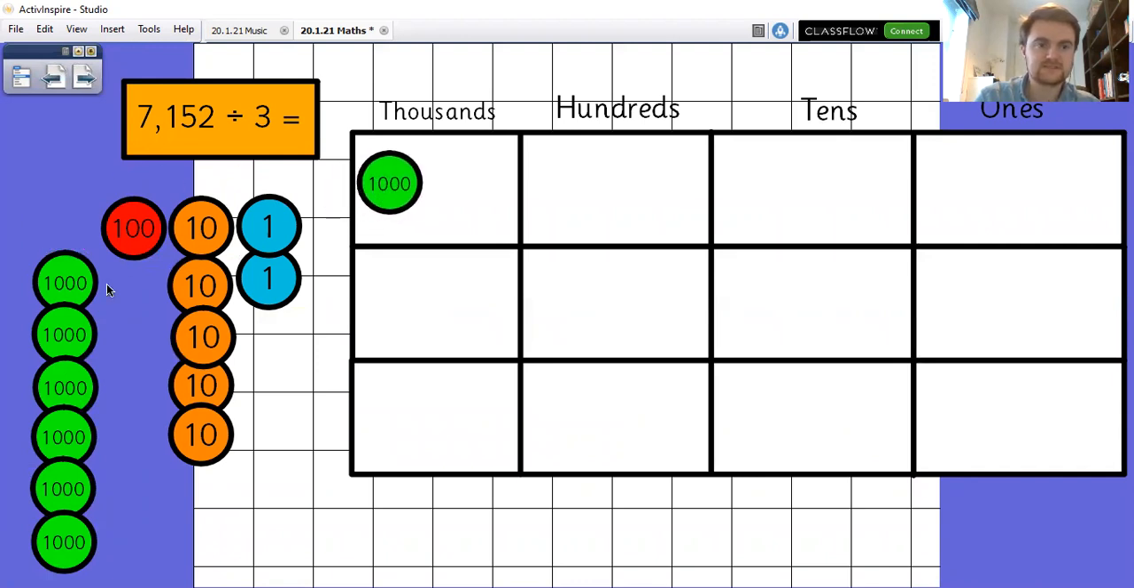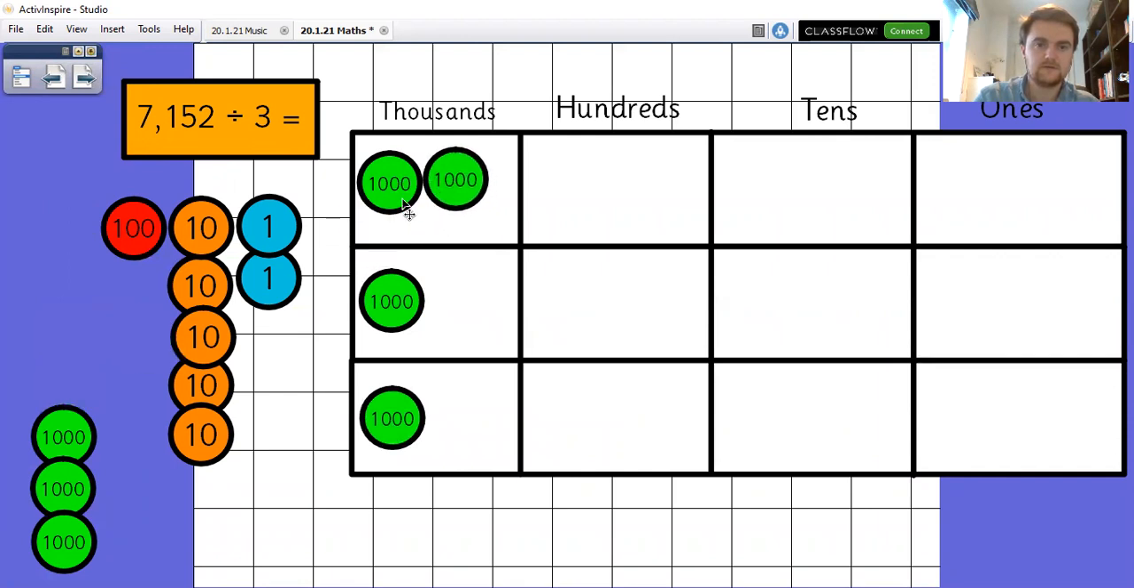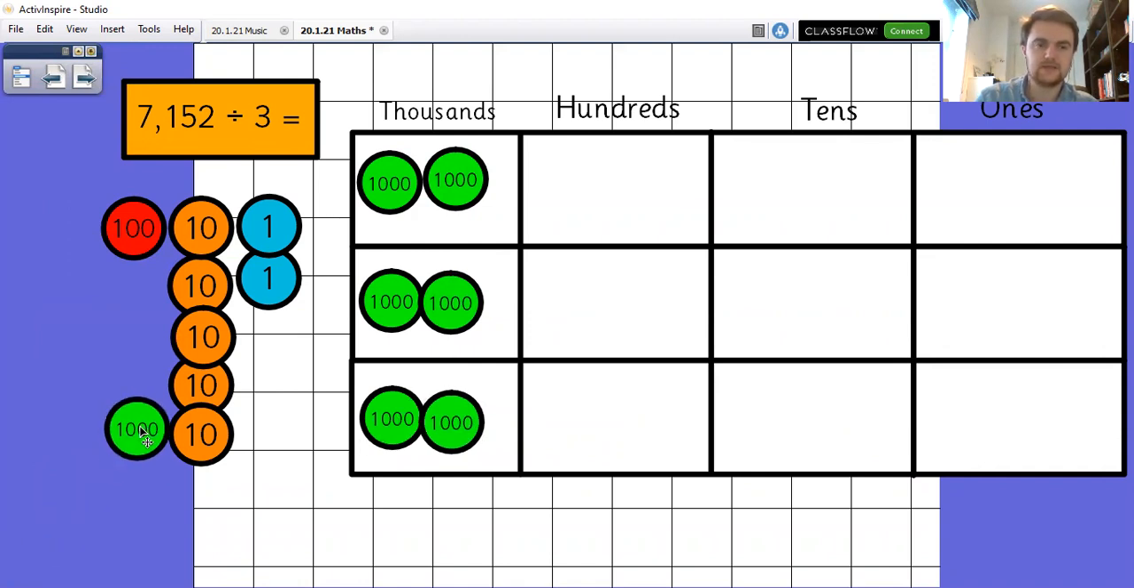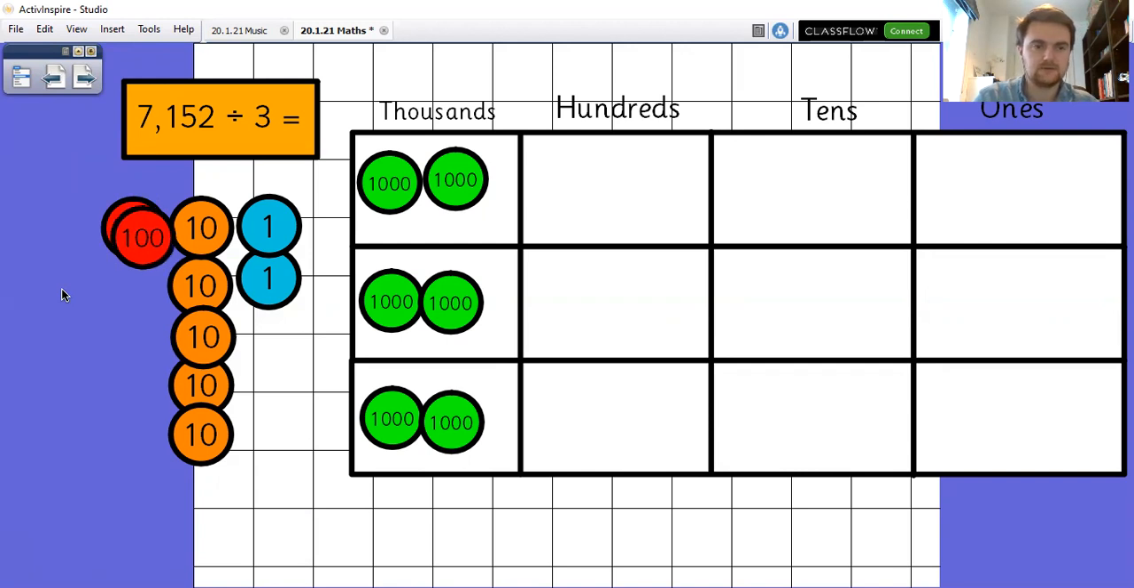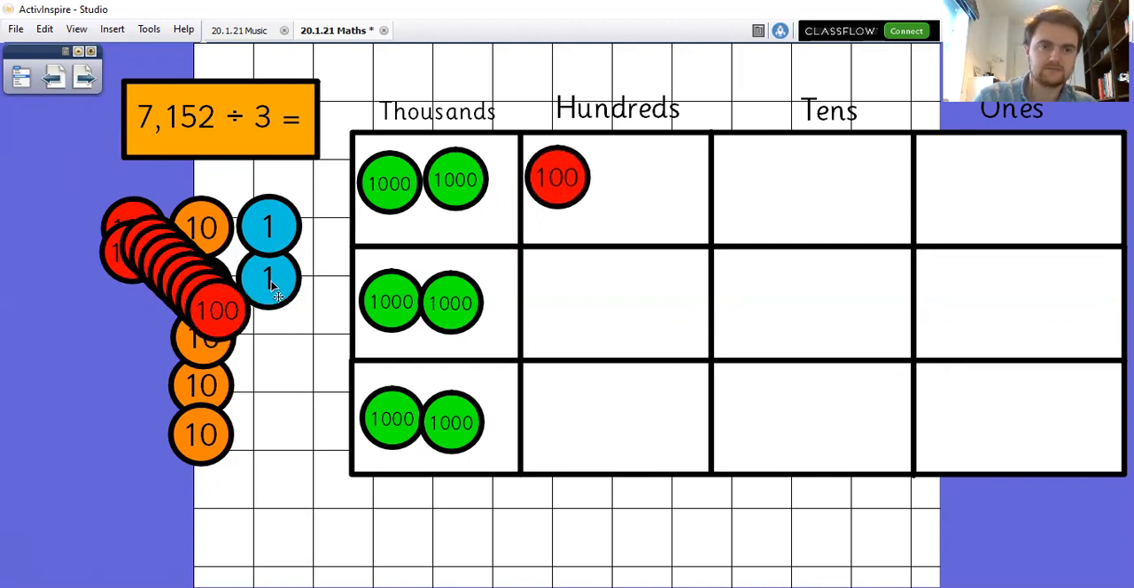So I've got 7 thousands, which go together like this. Now, unfortunately, I can't share that last 1,000, which means that I'm going to have to exchange that 1,000 for 10 hundreds. So 1, 2, 3, 4, 5, 6, 7, 8, 9, 10. I should end up with 11 hundreds altogether. Now I can share those.